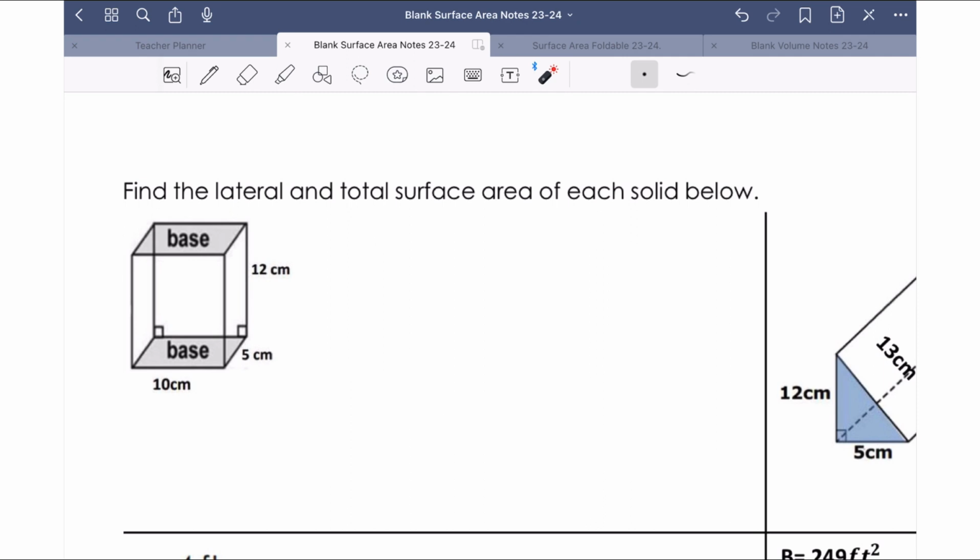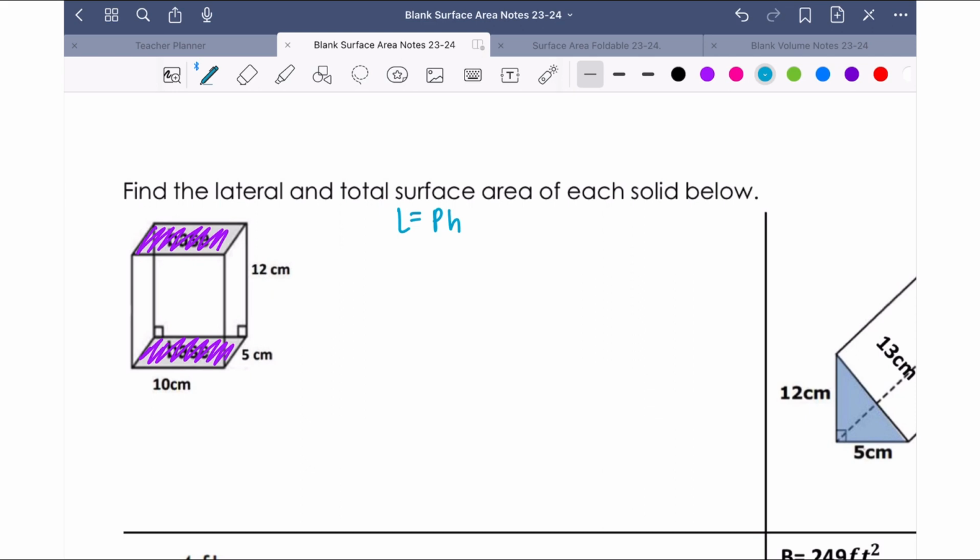On your test and on all these, it's going to ask you to do both the lateral and the total. So let's do the lateral first of this prism. What kind of prism is this, by the way? What's the shape of my base? It's a rectangle, so it's a rectangular prism. All right, so lateral area equals perimeter times height.